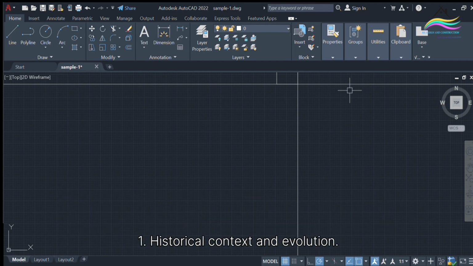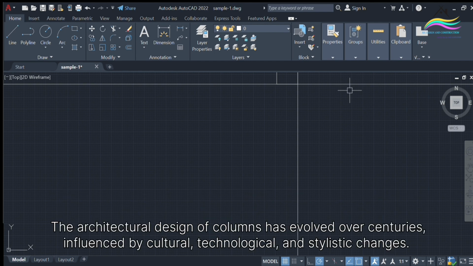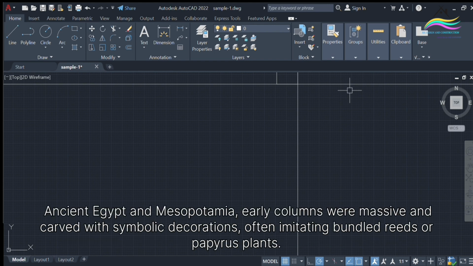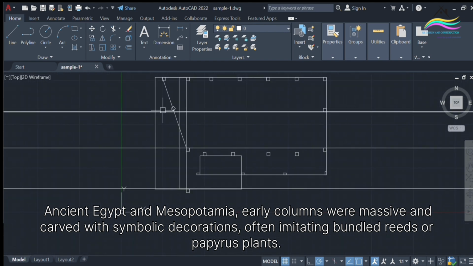1. Historical context and evolution. The architectural design of columns has evolved over centuries, influenced by cultural, technological, and stylistic changes. Ancient Egypt and Mesopotamia: early columns were massive and carved with symbolic decorations, often imitating bundled reeds or papyrus plants.